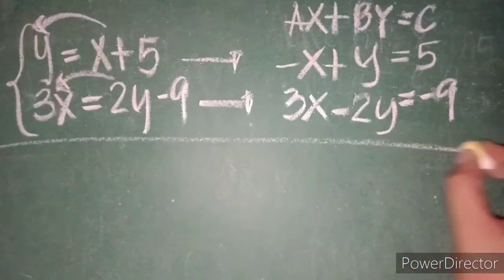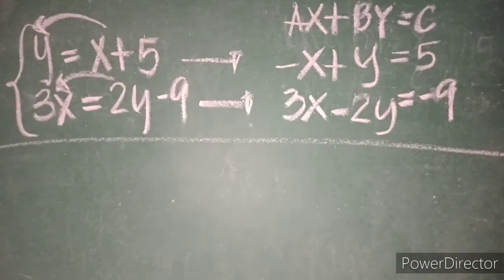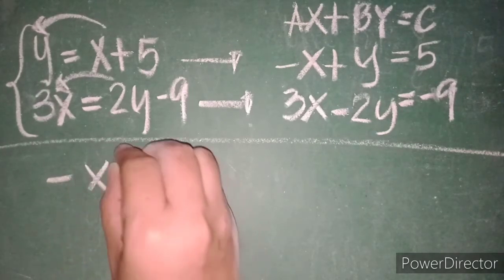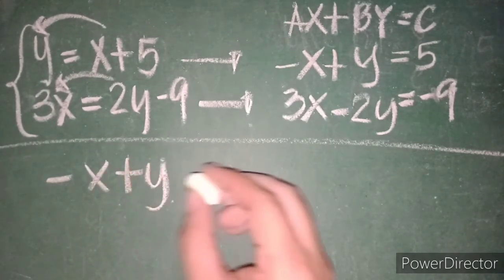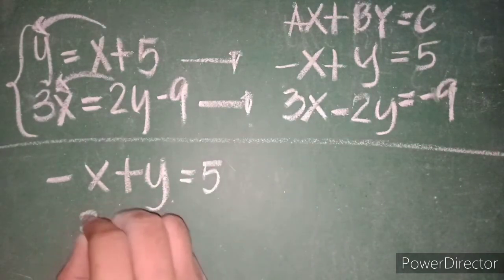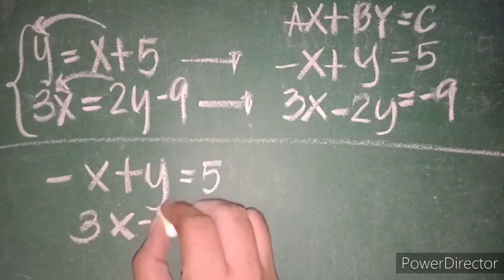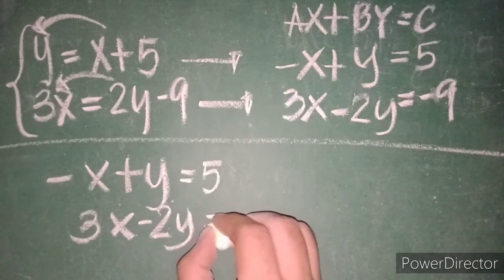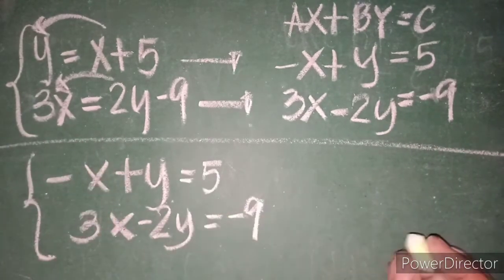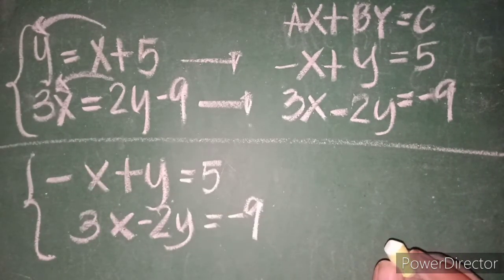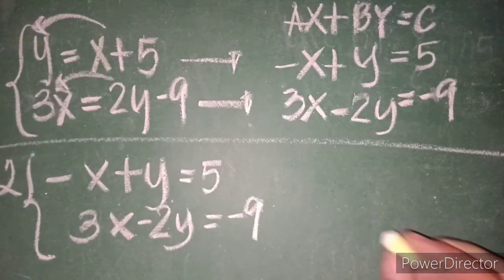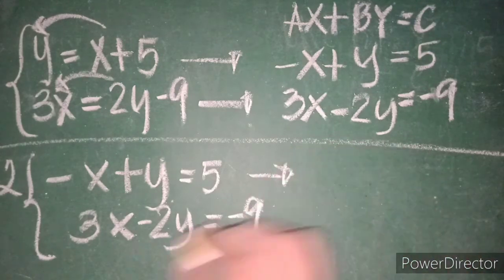Okay, and then next, i-rewrite natin yung nakuha nating standard form, which is negative x plus y equals 5. And then, 3x minus 2y equals negative 9. And then, mag-isip tayo ng paraan para ma-solve yung x, tapos ma-eliminate ang y. Okay, so since ang y ang eliminate, para maging pareho silang 2y, ita-times ko yung first equation sa 2.